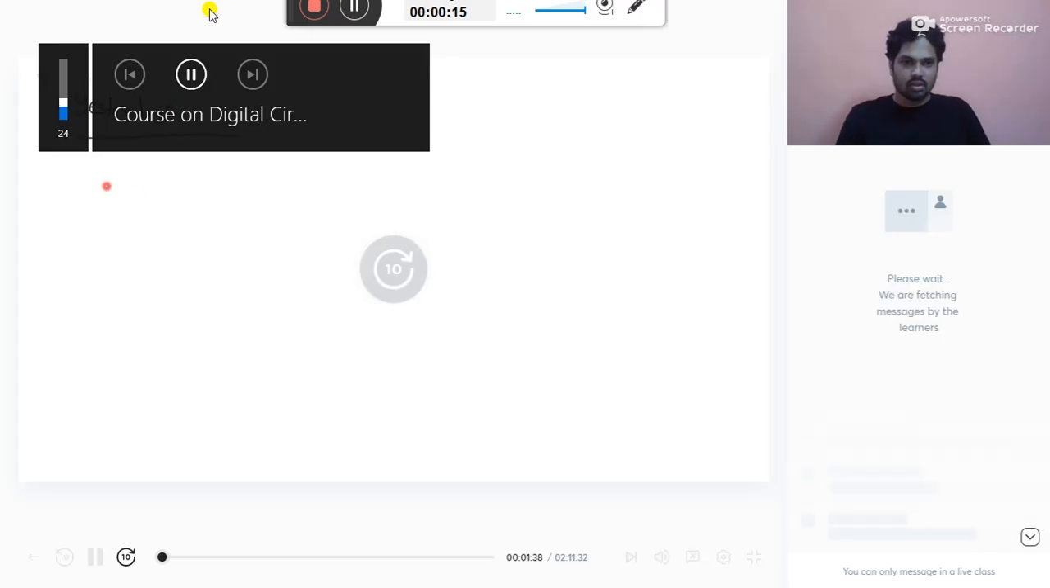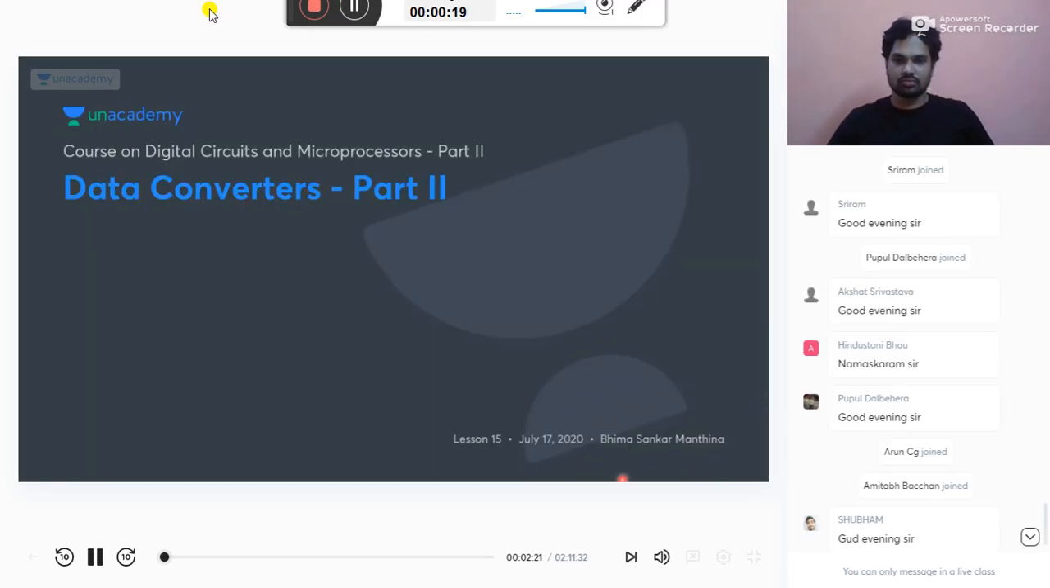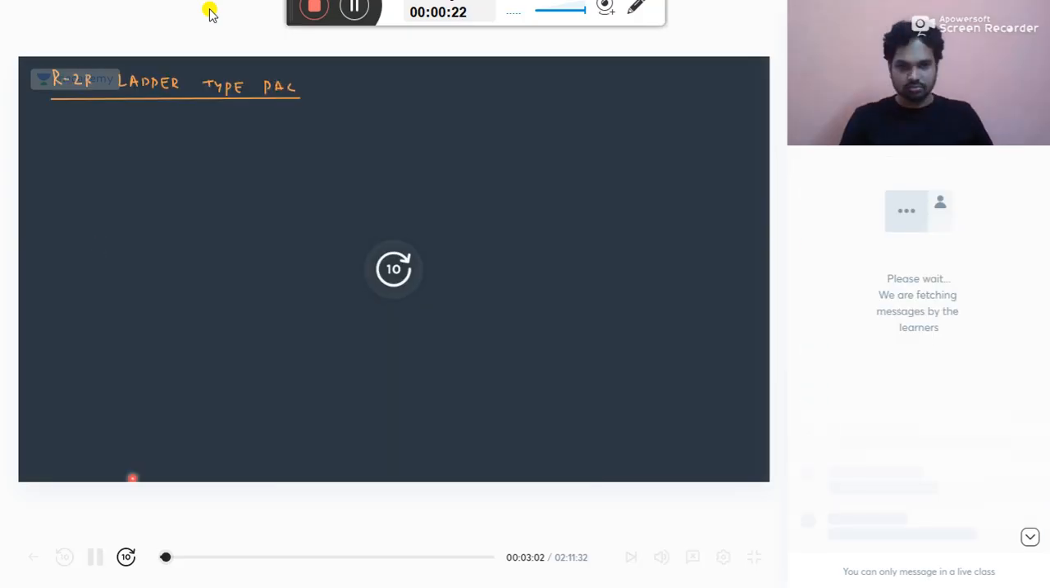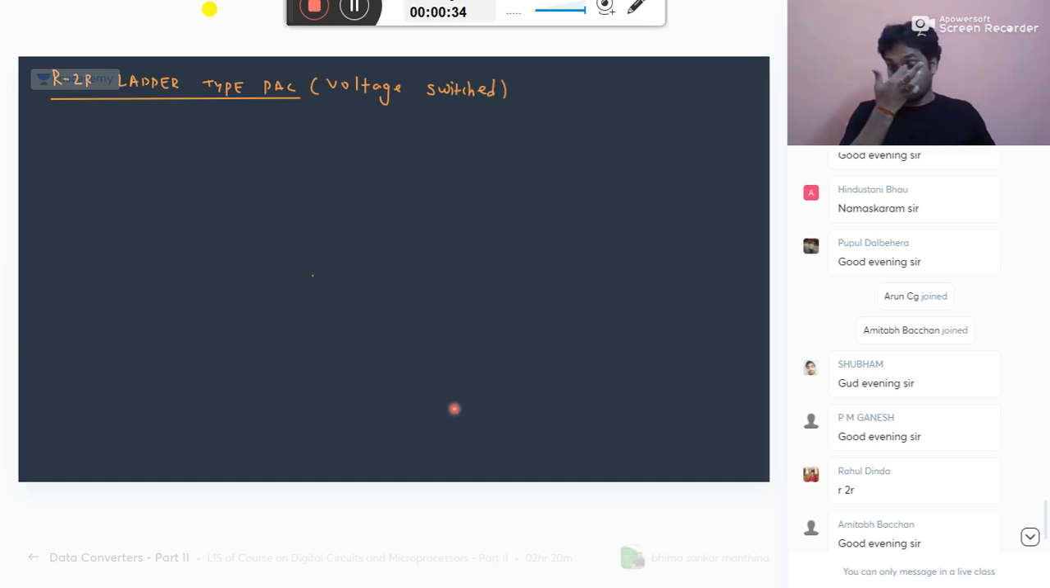Yesterday's class, R2R. In that, what we are going to discuss is the voltage switched R2R. Now, listen here. Let me draw the figure first. So, first, I am doing what we call a 4-bit R2R DAC.